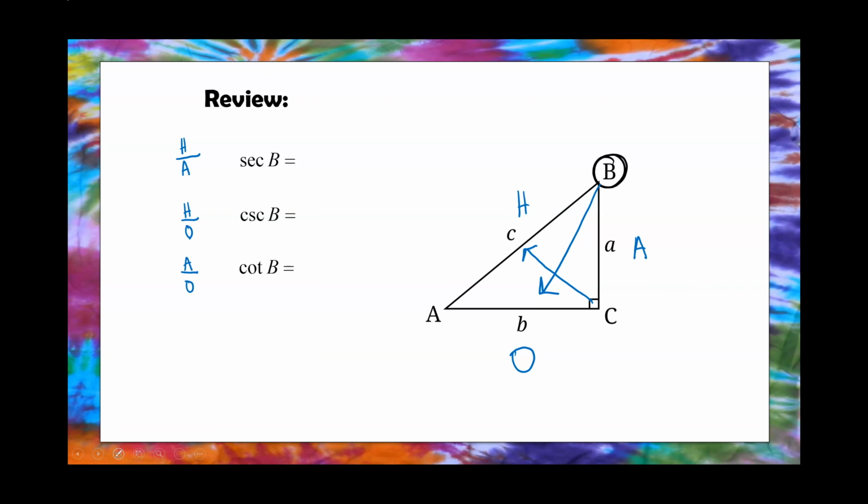All right, let's go ahead and plug these in. Secant b, going back to my picture, is h over a, so that would be c over a. All right, next one, cosecant of b is h over o, so that's going to be c over b. And lastly, cotangent of b is going to be a over o. In this case, that's going to be a over b.